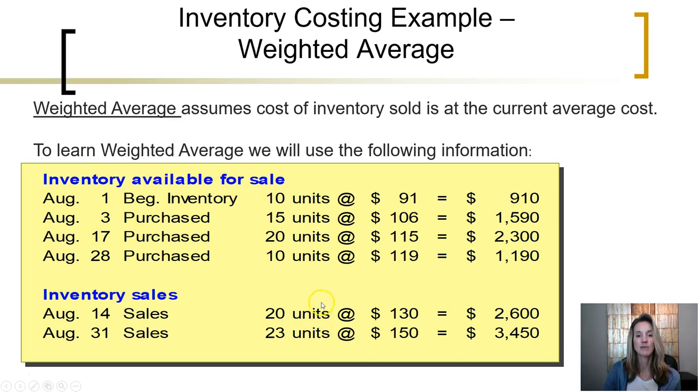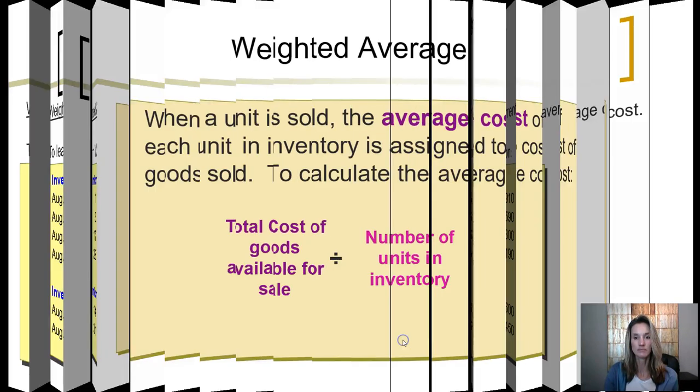So using the same cost information we have been using previously for the other methods, we're starting off with 10 units of inventory at a cost of $91 a piece, beginning inventory of 9/10. During the month of August, 3 separate purchases of inventory are made, and we had 2 separate sales of inventory, 20 units at a price of $130 and 23 units at a price of $150.